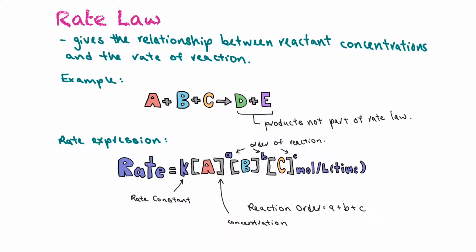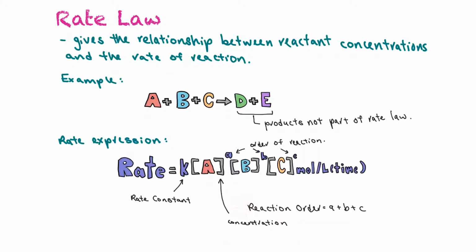So a rate expression is written like this. Rate is equal to k, which is the rate constant, times the concentration of the first reactant to the power of the order of the reaction. We'll talk about that a little bit later. We times that by the concentration of the second reactant, if there is one, to the power of that order of reaction, and then times the concentration of the third to the power of that order of reaction. In moles, and that comes out to moles per liter per unit of time.